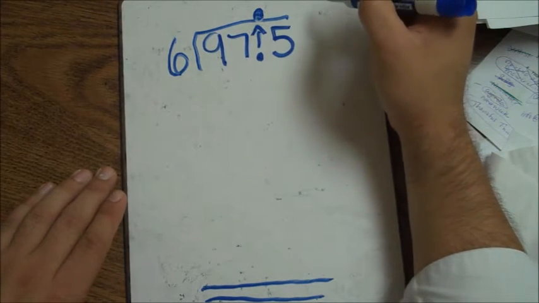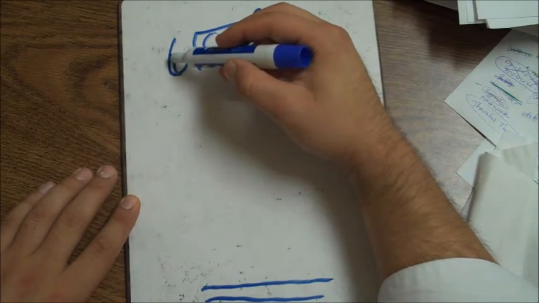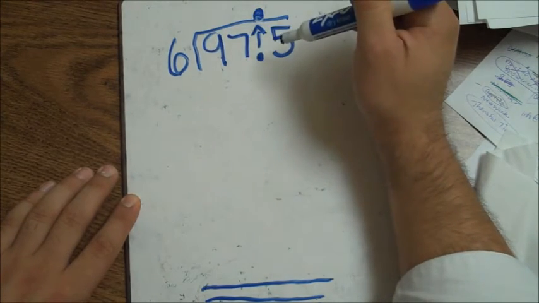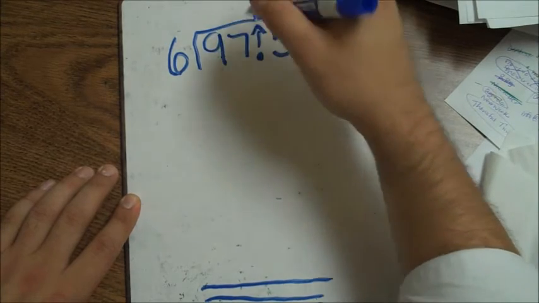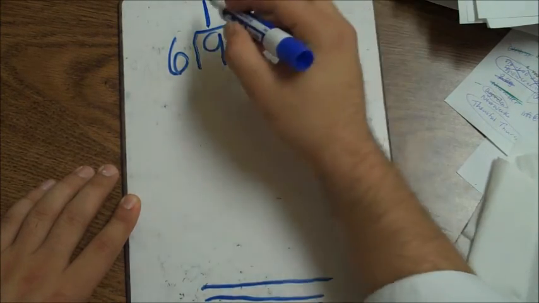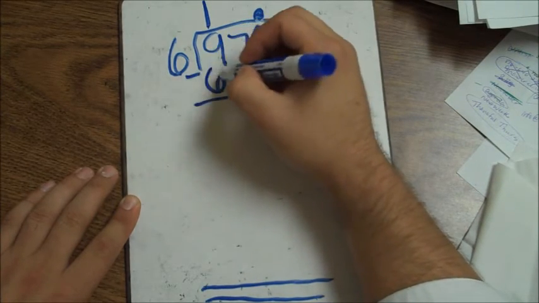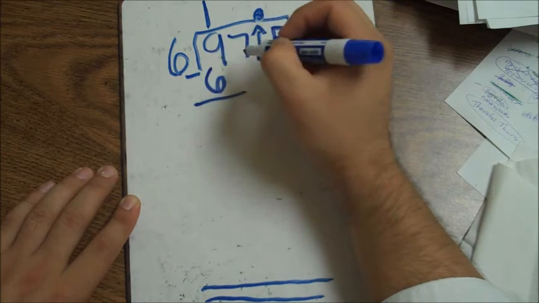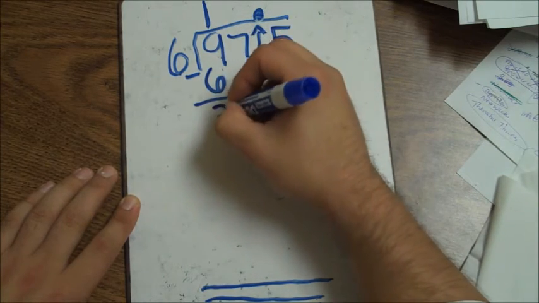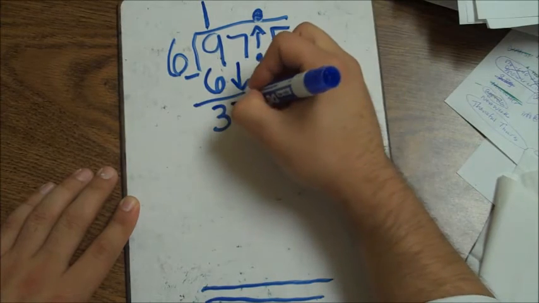So the first step that we do to solve a division problem is we look and see how many times will our divisor go into the first number of our dividend. Well, how many times will 6 go into 9? 6 will go into 9 one time. 1 times 6 is 6. And I subtract that answer from the first number. 9 minus 6 is 3. Then I'm going to bring down my 7.